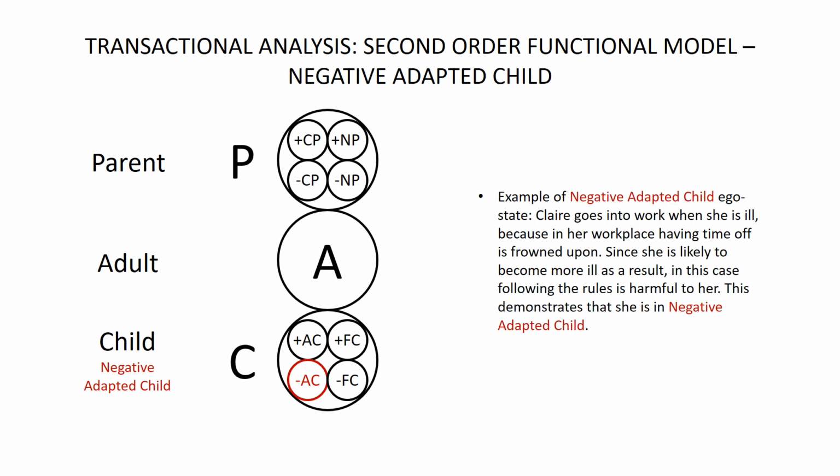To illustrate the negative adapted child ego state, we can use the example of Claire going into work when she feels ill. She is following the rules, in her competitive workplace having time off is frowned upon, but doing so in a way that is harmful to her, as it is likely she will end up becoming more ill as a result.